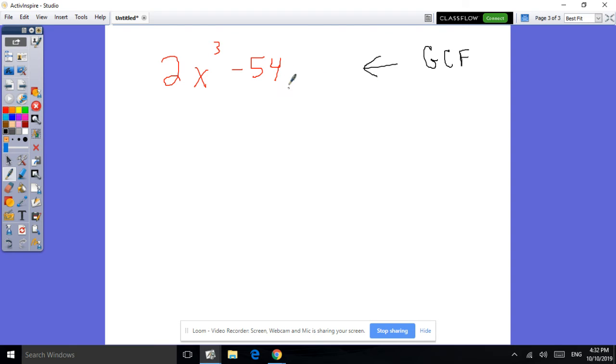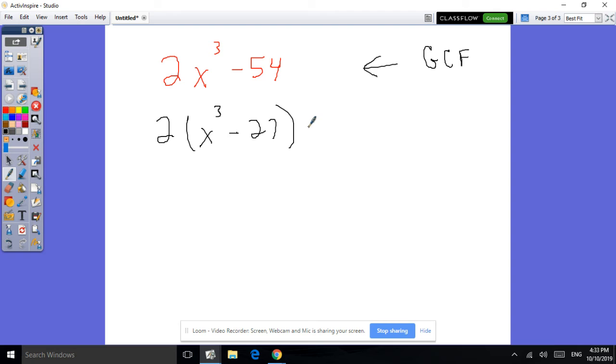So I look at this. Is there a greatest common factor? Yes. So I want to factor out 2. I'm left with x cubed minus, what's that? 54 divided by 2, it's 25, 26, 27.